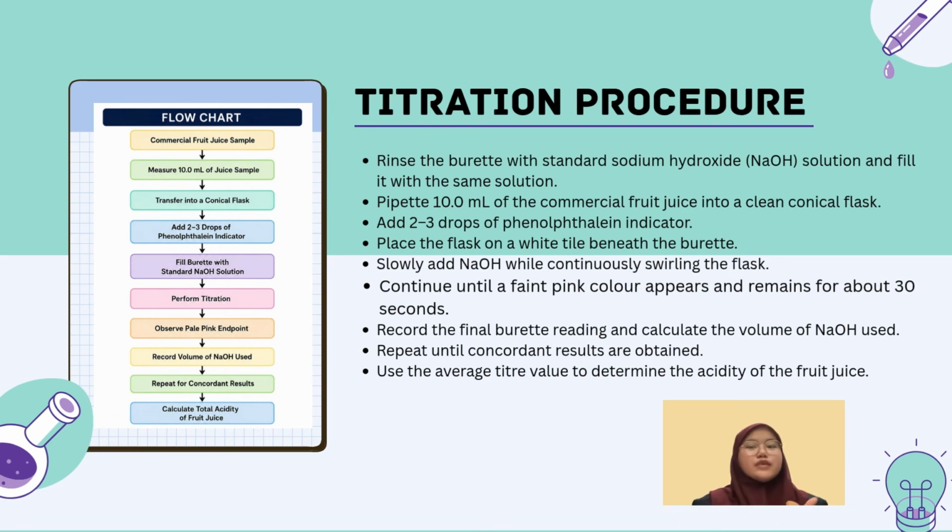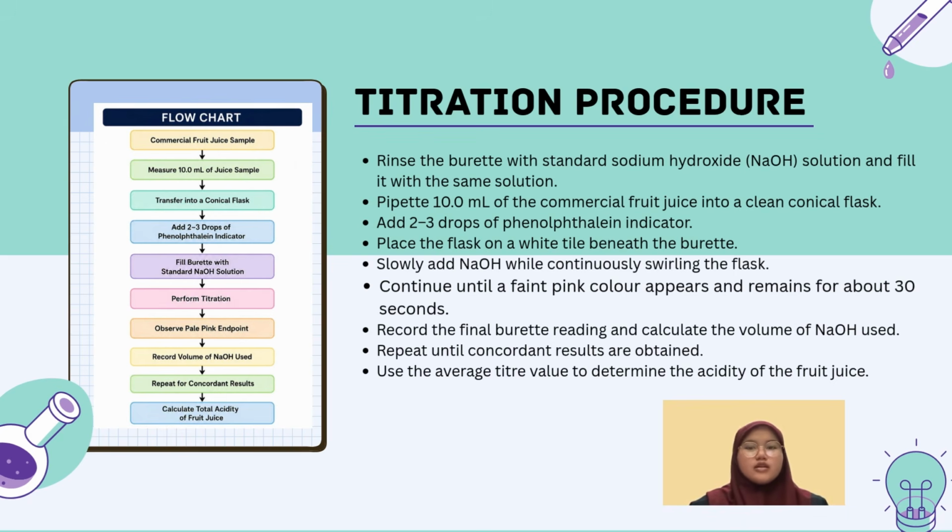Next, I will explain the titration procedure. First, we need to rinse the burette with standard sodium hydroxide, or NaOH, solution and fill it with the same solution. Next, we pipette 10 ml of the commercial fruit juice into a clean conical flask, and add 2 or 3 drops of phenolphthalein as an indicator.